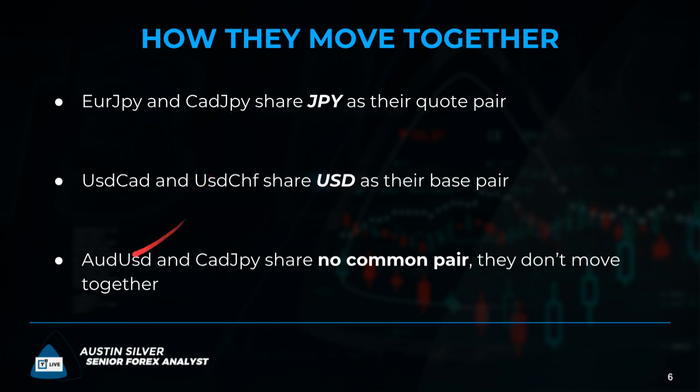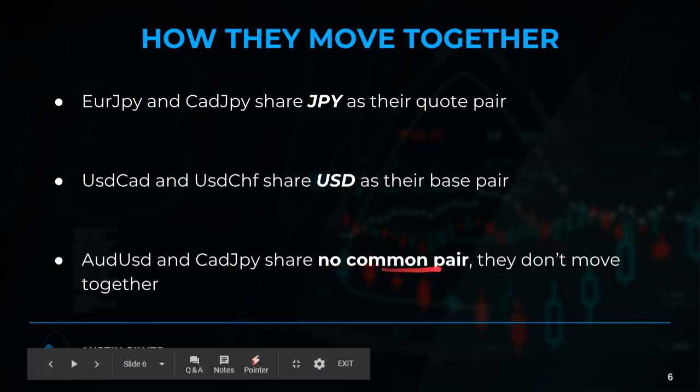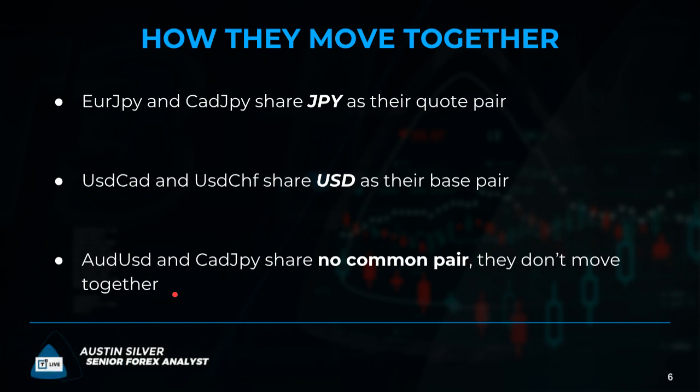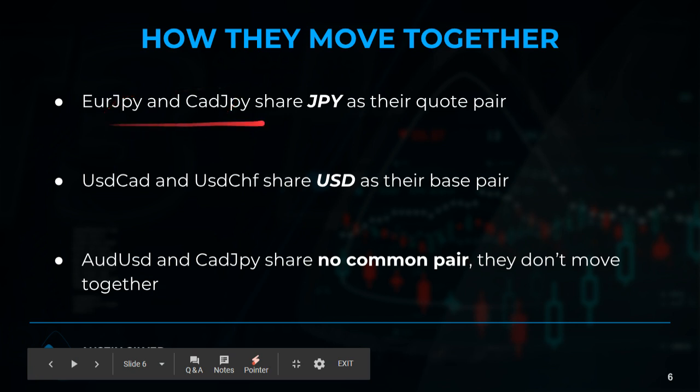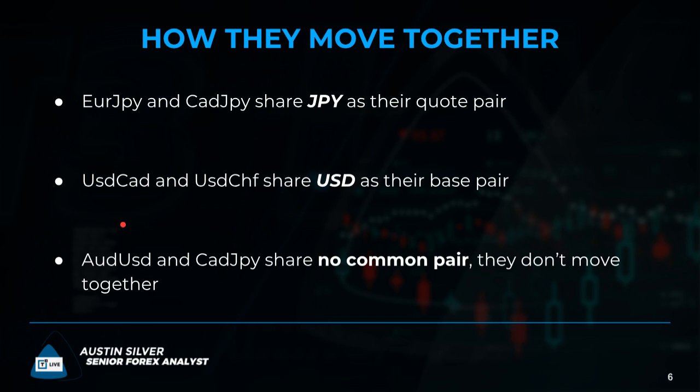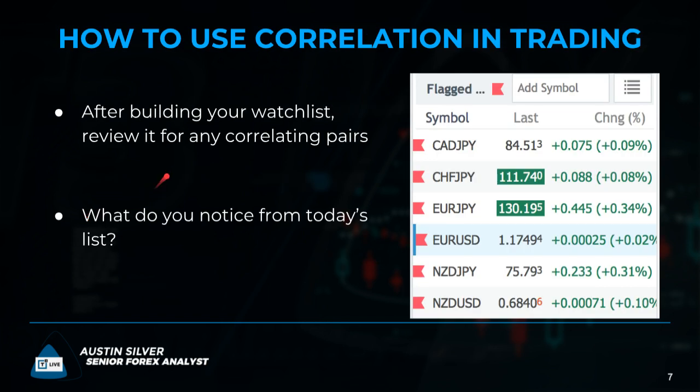When you have something like AUD USD and CAD JPY, maybe both of these pairs are on your watch list, but they share no common currency, they are not correlated. They might move together, but if they do, it's not based on any correlation, and therefore I wouldn't tie any heavy trend into that thought process. But if you're looking at a watch list with two quote JPY pairs, or two base USD pairs, or two base GBP pairs, any of these situations, you might want to watch for those correlated currency pairs to trade together.